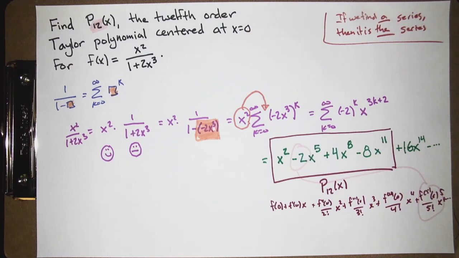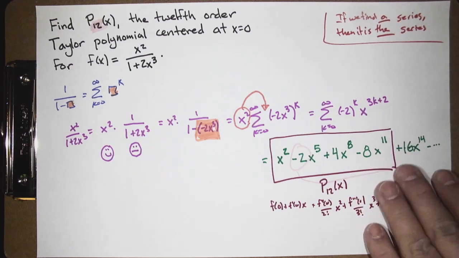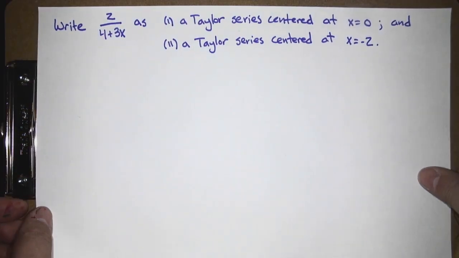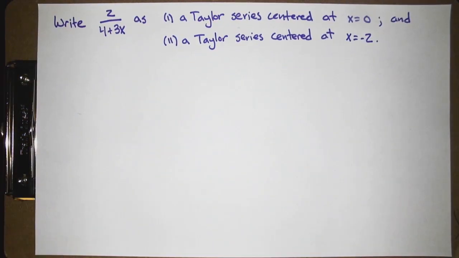Maybe we'll do this one. This one's a fun one. A nice cool down problem. You don't laugh at this. So write 2 over 4 plus 3x as a Taylor series, centered at x equals 0, and as a Taylor series centered at x equals negative 2.